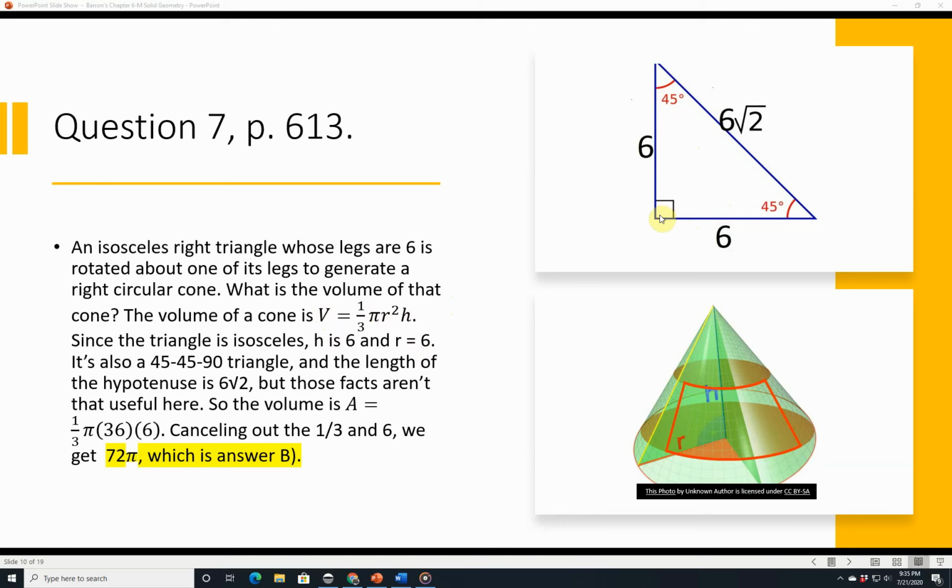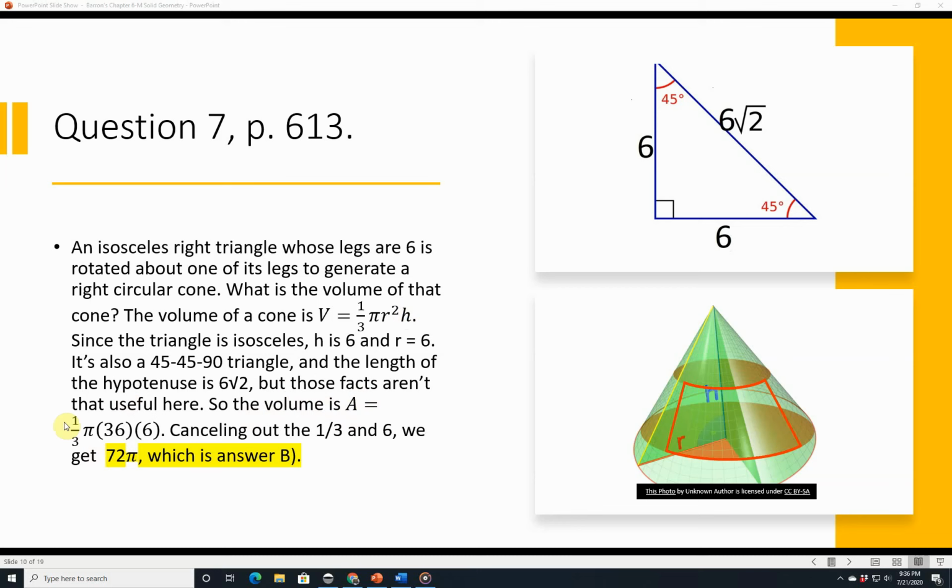Alright, so we know that this is h. And since the triangle is isosceles, that means this is 6, and this is 6 root 2. So what we're going to do is basically we just know that the radius is equal to 6. So pi r squared, okay, so that's going to be 36 pi times 1/3 times 6. All right, we know that 1/3 times 6 is 2. We know that, so it's just going to be 2 times 36 pi, which is 72 pi.